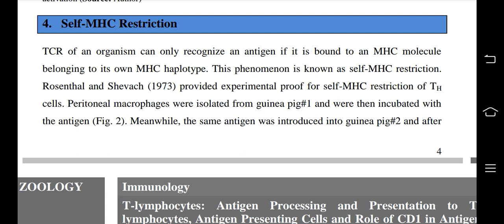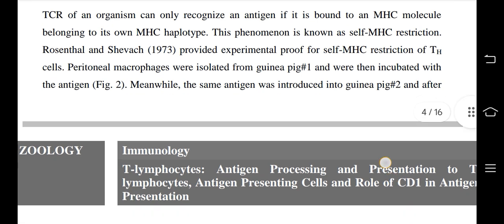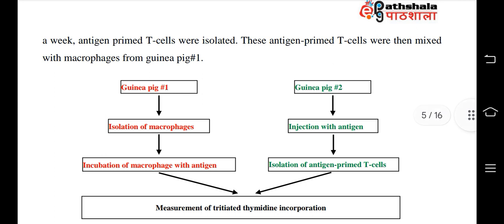Rosenthal and Shevach in 1973 provided experimental proof for self-MHC restriction of Th cells. Peritoneal macrophages were isolated from guinea pig 1 and were then incubated with the antigen. Meanwhile, the same antigen was introduced into guinea pig 2, and after a week, antigen primed T cells were isolated. These antigen primed T cells were then mixed with macrophages from guinea pig 1.